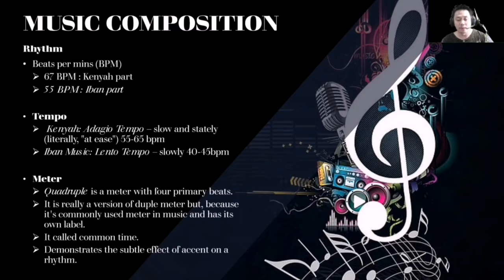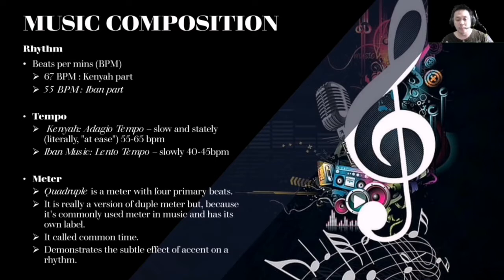For the tempo, the Kenyah is using Adagio tempo. It is slow and slightly gentle, literally at ease. It's 55 to 65 BPM. And for the Iban music, we use Lento tempo. It's slow, slower than the Kenyah music, at 40 to 45 BPM. And for the meter, it is quadruple.